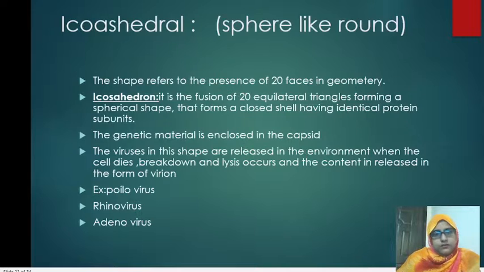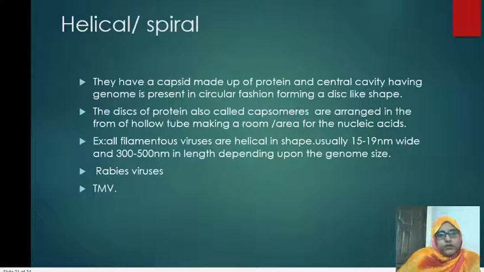What is helical? They have a capsid made up of protein, the outer coat of protein, and a central cavity having the genome is present in circular fashion, forming a disc-like shape. You can see different CDs or DVDs. If we place them one by one and make a whole rack, then we can see the center of those discs is a hollow space.